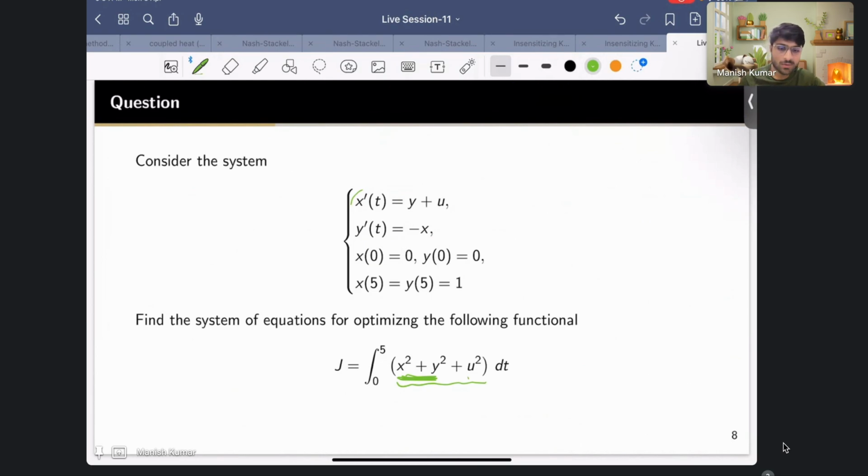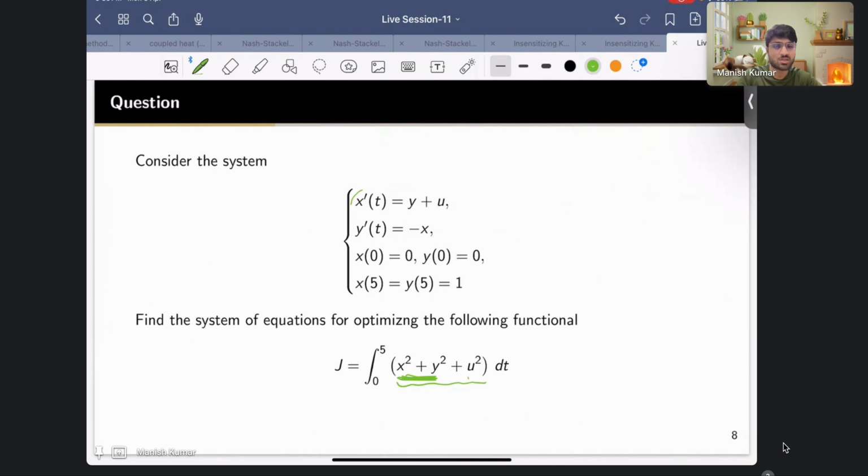Sorry, in this functional we are selecting x square plus y square, correct, plus u square. Is there any way to fix that, or is it fixed like in the random sense? Oh, okay. You are saying how to choose my function. Yes, it depends on you, like what you want to minimize, right?